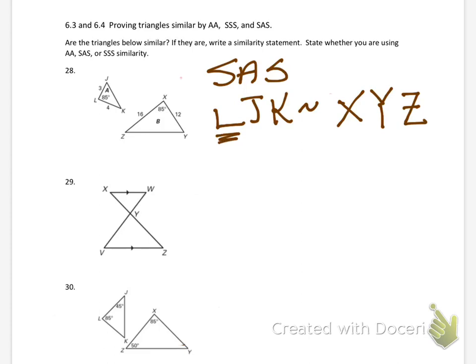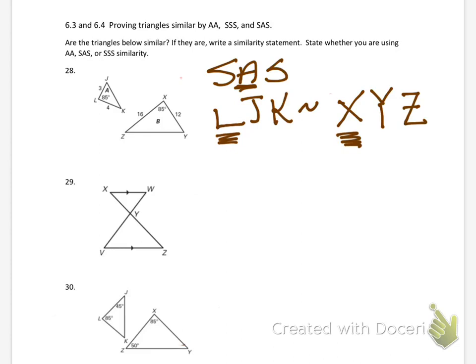Okay, I started out with the angle that I had in common in the side angle side. So that is your similarity statement. So triangle LJK is similar to triangle XYZ. Okay, that's very important.